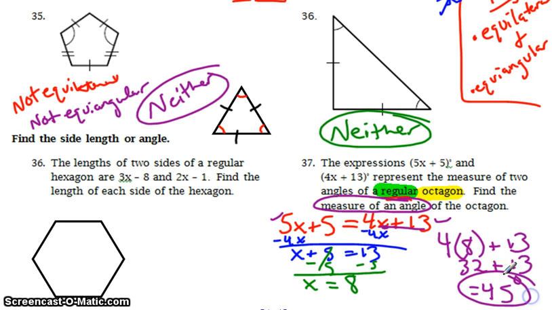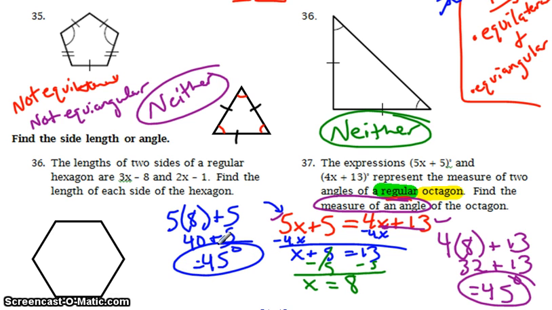Now, you can check your answer by plugging it into the other expression. So what I should get when I plug in 8 for x is 45. Well, 5 times 8 is 40, and 40 plus 5 is 45. So 45 degrees is what the measure of an angle of that octagon would be.